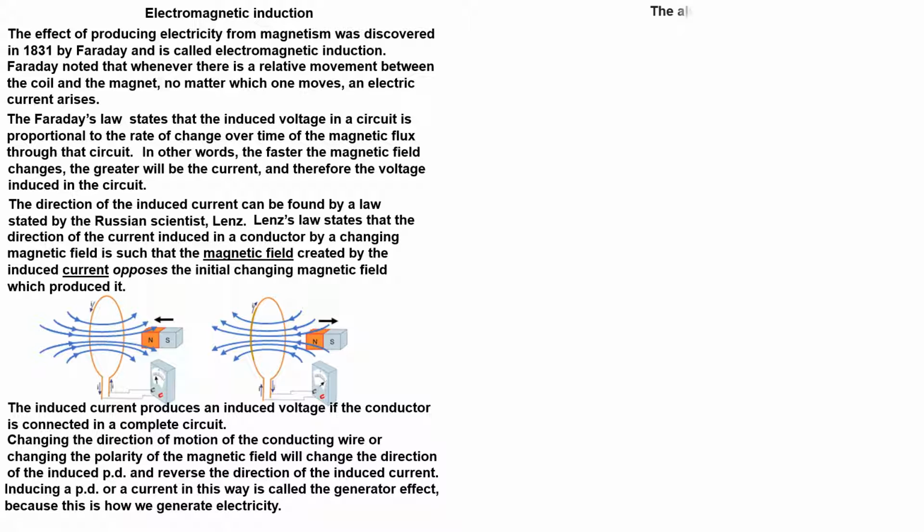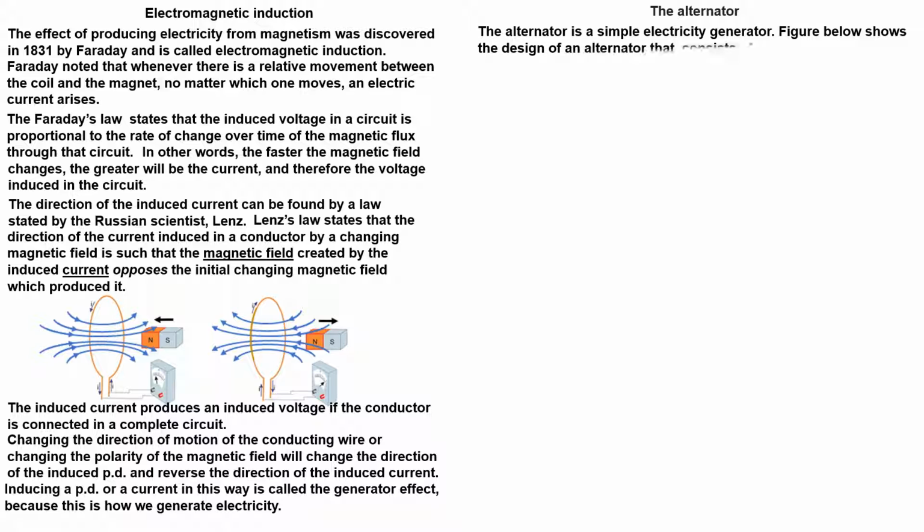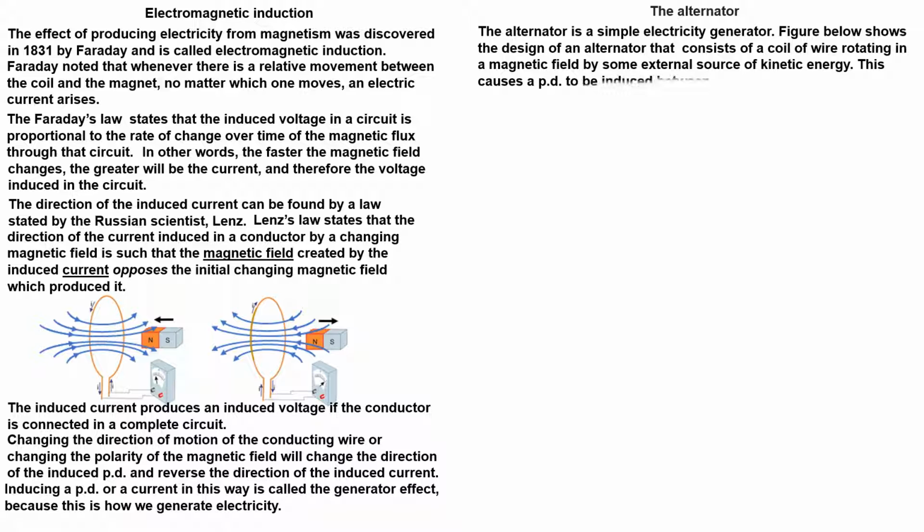The alternator. The alternator is a simple electricity generator. The figure below shows the design of an alternator that consists of a coil of wire rotating in a magnetic field by some external source of kinetic energy. This causes a PD to be induced between the ends of the coil.